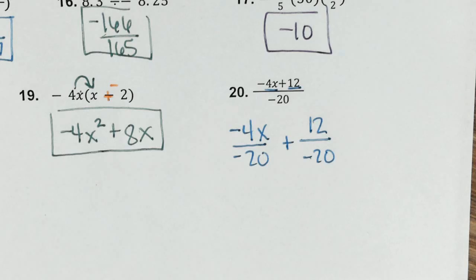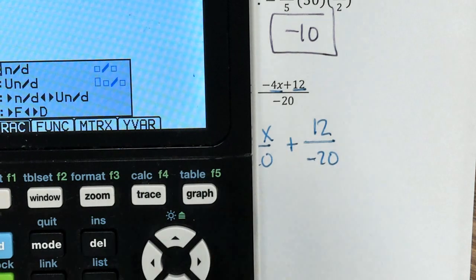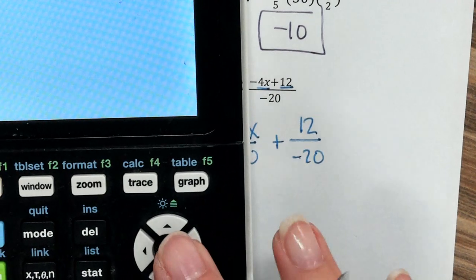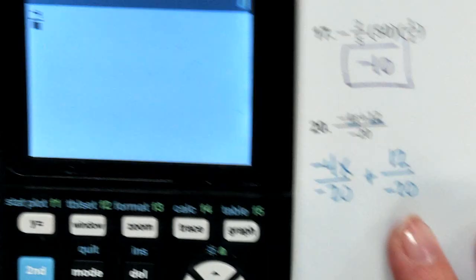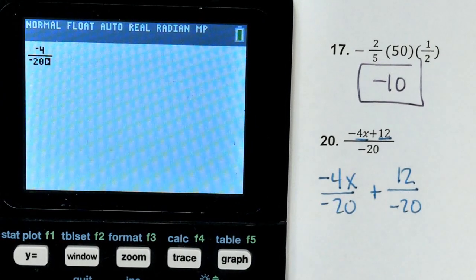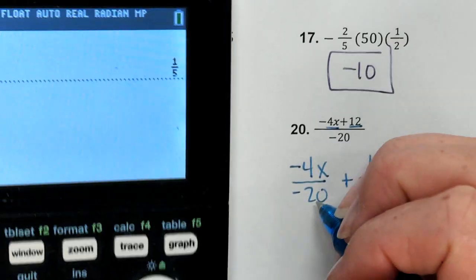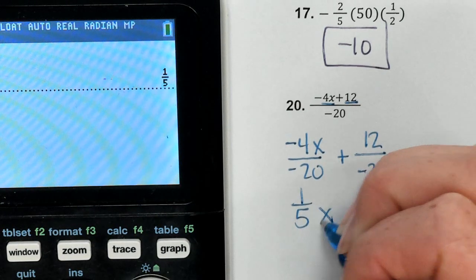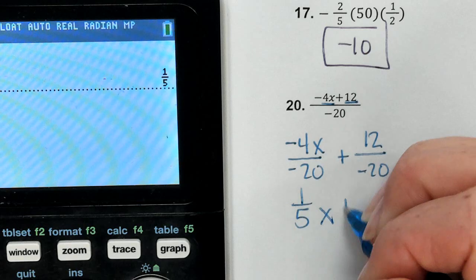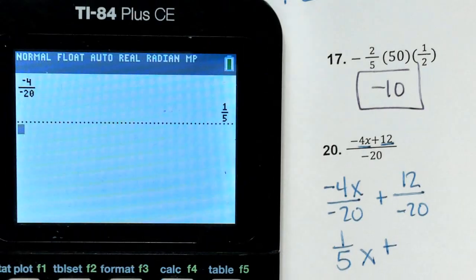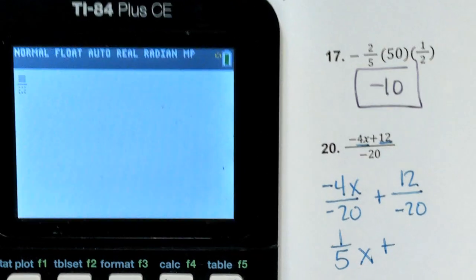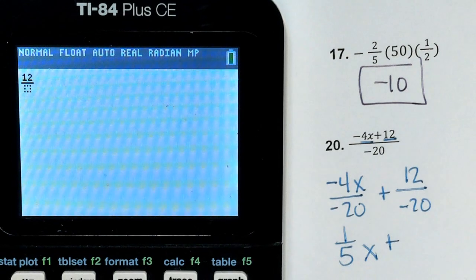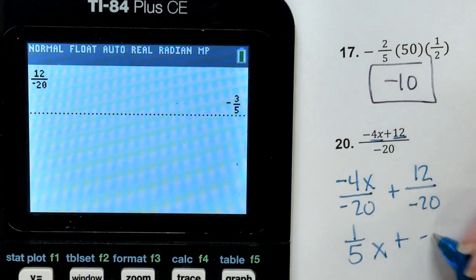If you have forgotten how to simplify, please just use your alpha y equals button. So you can literally go alpha y equals negative 4 over negative 20, and it will simplify it to 1/5. 1/5, I have to keep the x. It can simply come out to the side or stay on top with a 1, plus, and I'm going to simplify the next fraction. Alpha y equals 12 over negative 20. Negative 3/5.